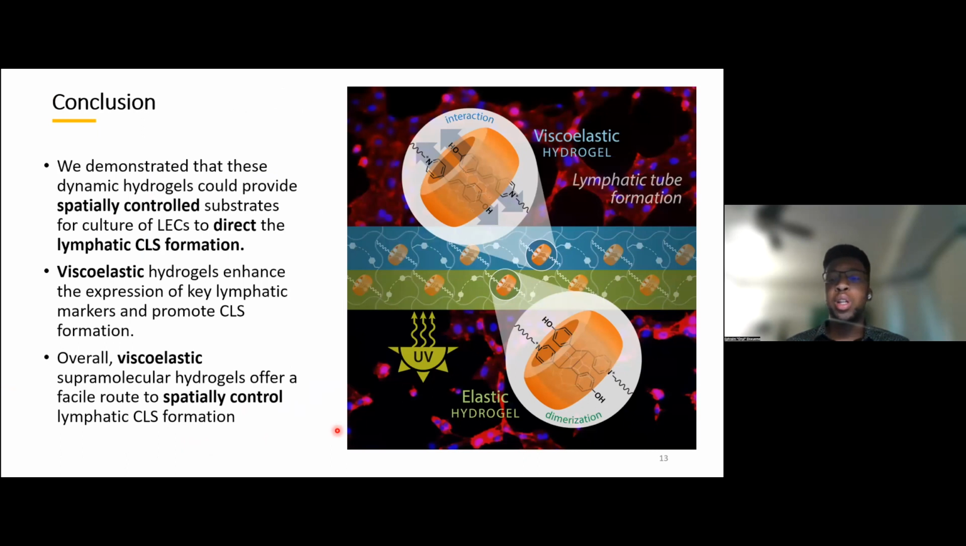In conclusion, we demonstrated that these dynamic hydrogels could provide spatially controlled substrates for culture of LECs to direct the lymphatic cord-like structure formation. These hydrogels enhance the expression of key lymphatic markers and promote CLS formation. And overall, these hydrogels offer a simple route to spatially control the lymphatic cord-like structure formation.